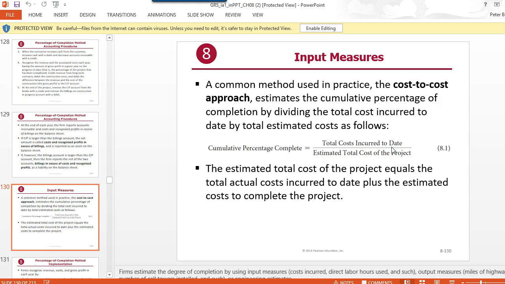The estimated total cost of the project equals the total actual costs incurred to date plus the estimated cost to complete the project. So the denominator, the estimated total cost of the project, equals total actual costs incurred plus estimated costs to complete the project.